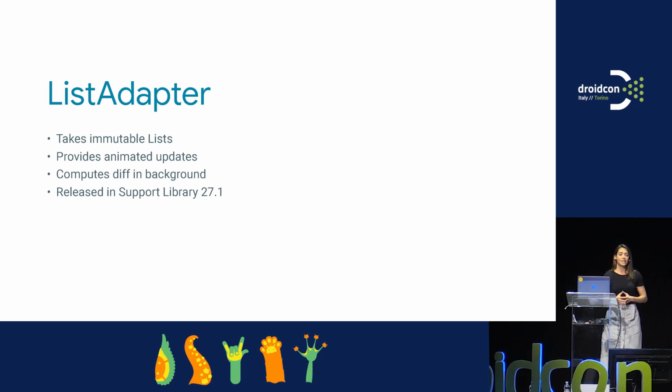So first of all, the ListAdapter takes an immutable list. So this means that in this adapter, you won't handle the list at all. You won't be making any changes. And then also, the ListAdapter provides animated updates. It makes sure that the diff is computed on the background thread. And actually, the ListAdapter has been around for quite a while. It was released in support library 27.1.